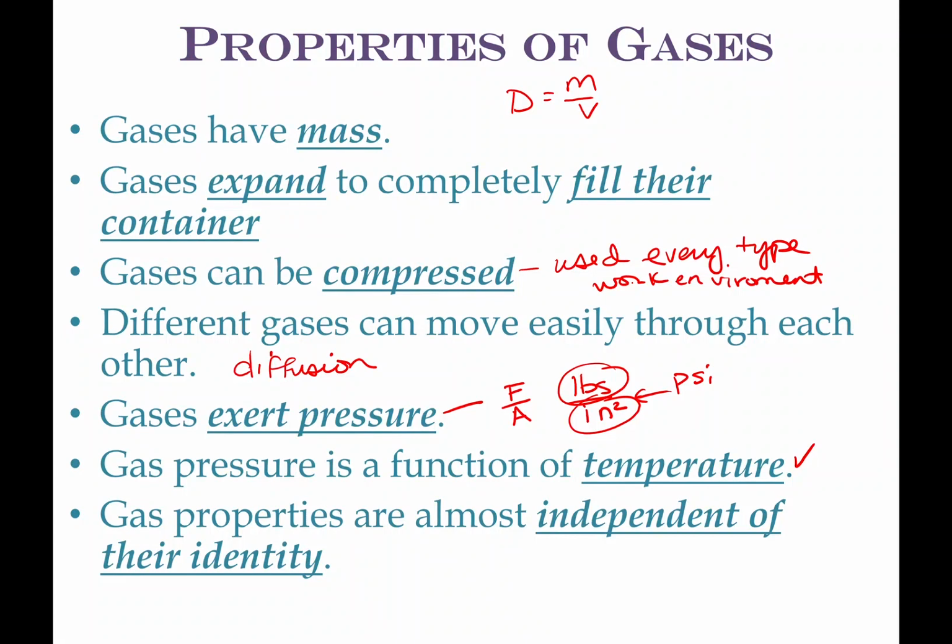Gas properties are almost independent of their identity. Because gas particles are so small and the space between them is so large, it doesn't really matter what the gas is. They're still going to behave the same. They're going to have the same properties. Now, reactivity and chemical properties will be different, but their behavior is going to be independent of their identity.